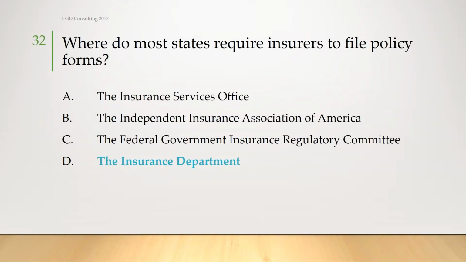Some states have use and file. Some states have open competition, which means the Department of Insurance doesn't regulate the rates. The insurance companies regulate themselves. That's an easy example to illustrate.